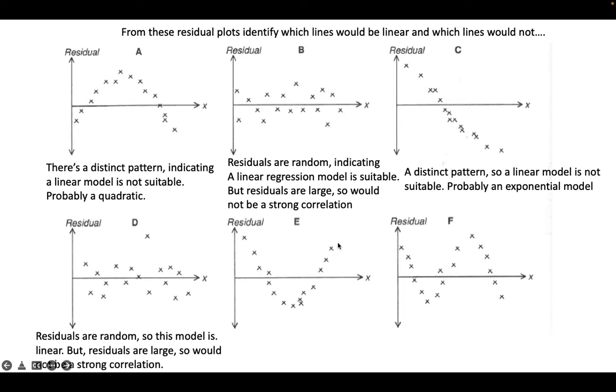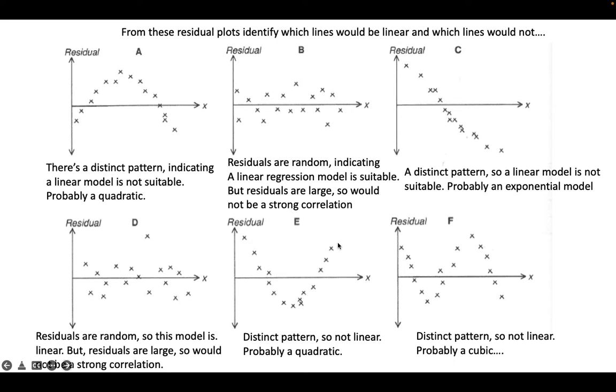And you can clearly see here for E and F that they're not linear models because you can again see distinct patterns in your residual plot curves. This one here is probably a quadratic, and residual F probably is some kind of cubic relationship. Again, for this course, you don't need to really know that. You just need to identify whether a linear model is suitable or not.